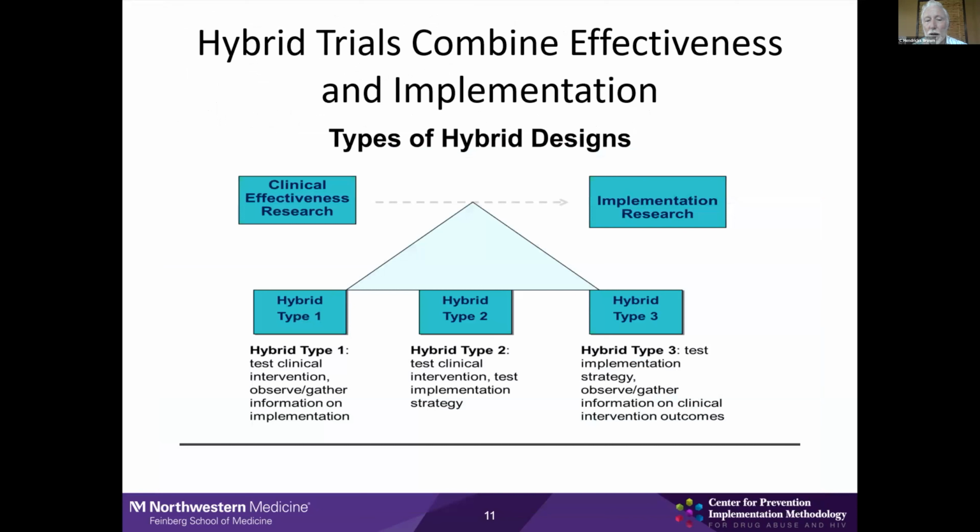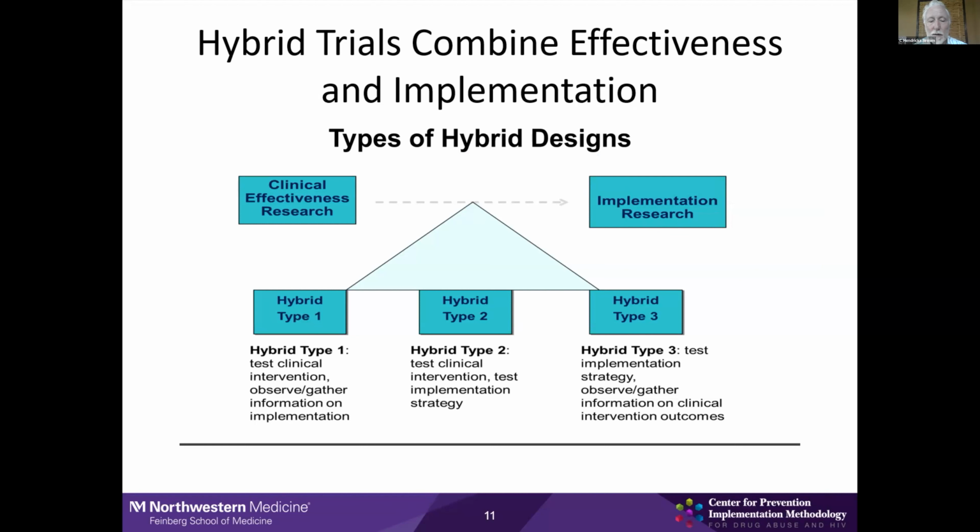So we're talking about a range of different kinds of studies that are done. These are randomized trials that include, at one level, clinical and effectiveness research. At the other extreme is implementation research. And inside that, there are hybrid designs. Three types of hybrid designs are available.